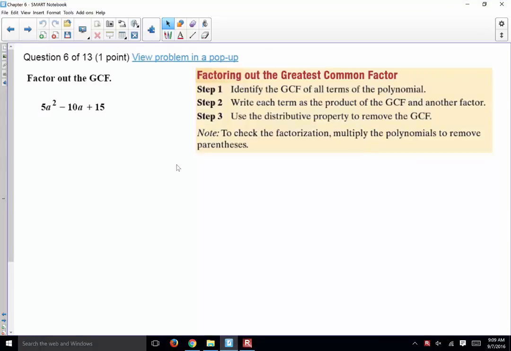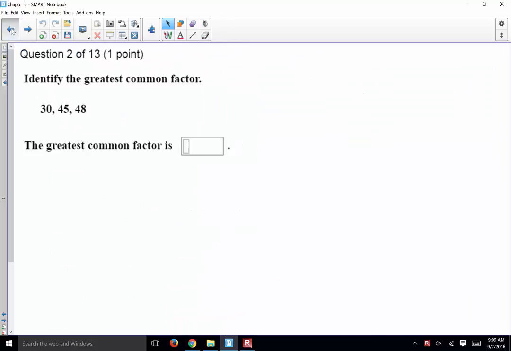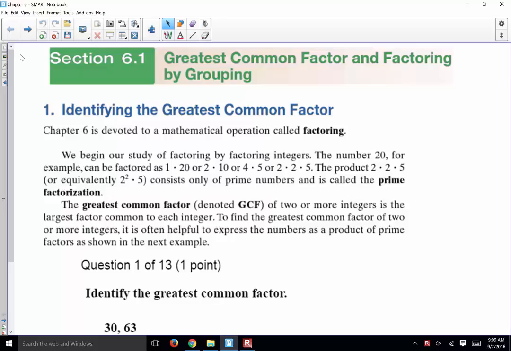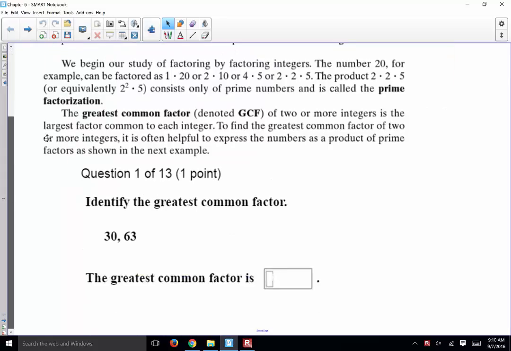Alright, good morning. We are continuing with factoring expressions by grouping today. Yesterday we learned about common factors and picking the greatest common factor. Basically, you first break a number into its factors.